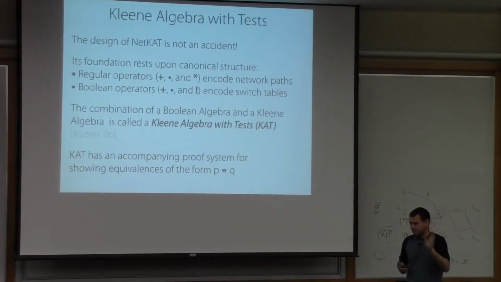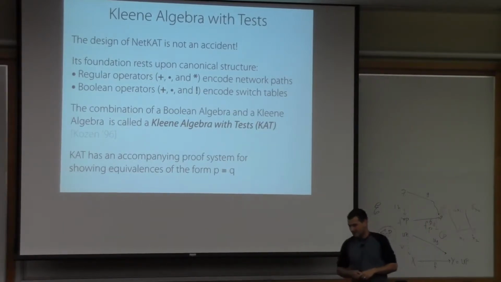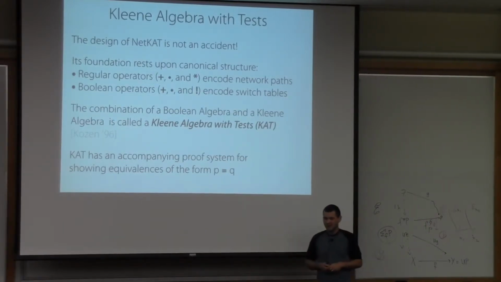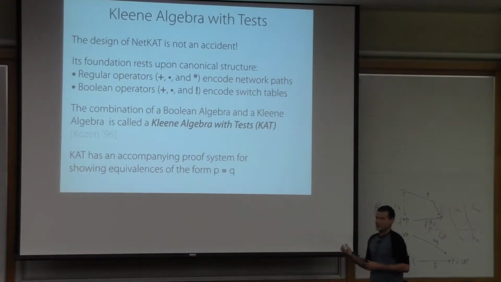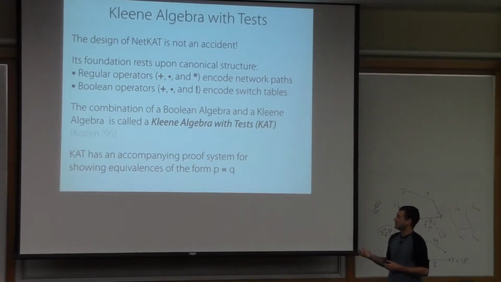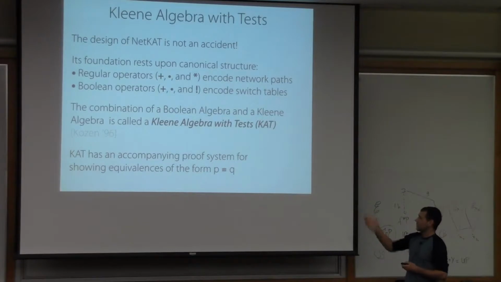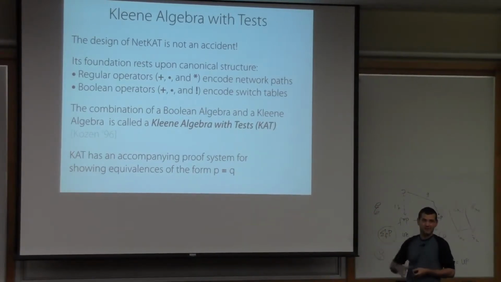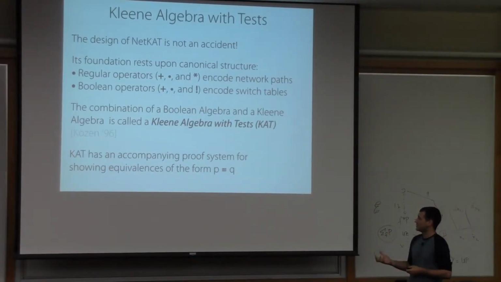I already mentioned this, but I wanted to have a slide to really emphasize it. NetKAT's design is really not an accident. It's based on this very well-pedigreed, well-studied, elegant system called Kleene algebra with tests that Dexter Kozen has been working on for several years. And it has this canonical structure consisting of the regular operators, which you can think of as encoding the paths through the network, and the Boolean operators, which encode basically the switch forwarding tables.